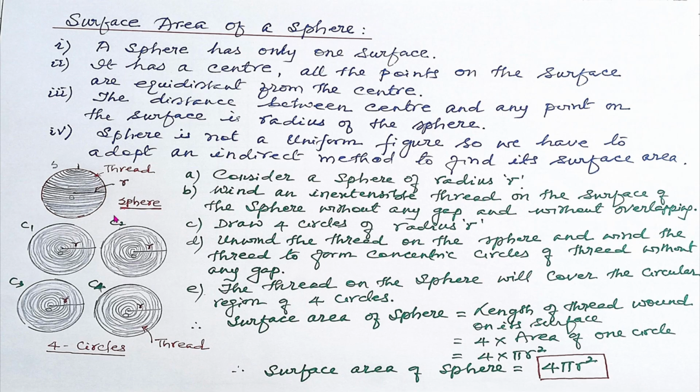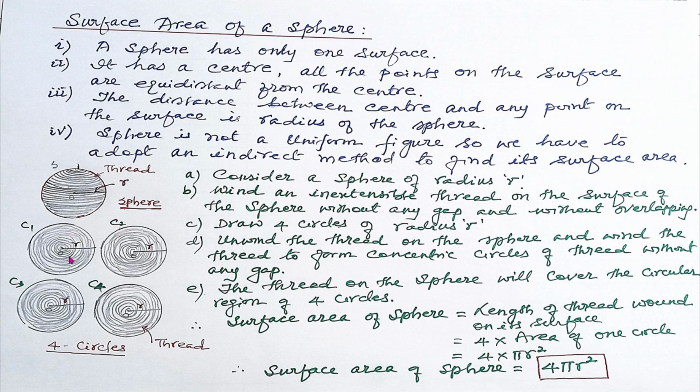Let us consider a sphere of radius r. So therefore we have a sphere here of radius r. Now the method is to wind an inextensible thread on the surface of the sphere. Take a thread and wind it on the surface of the sphere, such that there is no gap between the thread, and also there is no overlapping. So wind the thread such that there is no gap and there is also no overlapping.